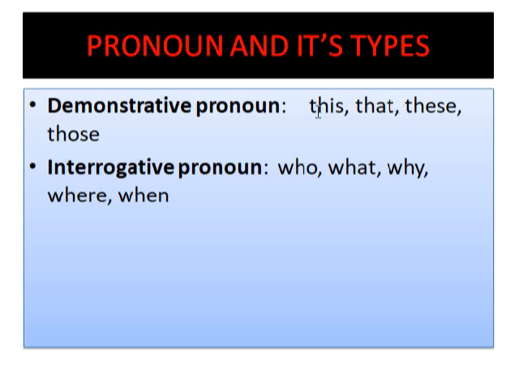For example, we say this is a book. So the book which is near to us and is singular, we will say this is a book. And the book that is away from us, we will say that is a book. These and those. The word these is used for plural which are near to us.